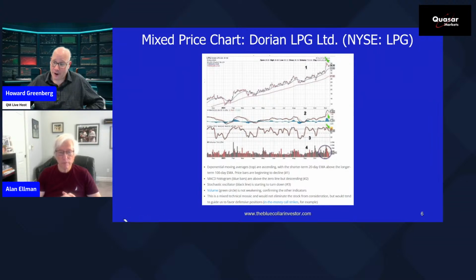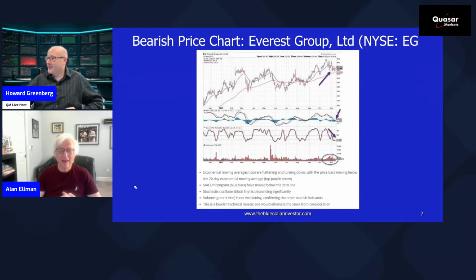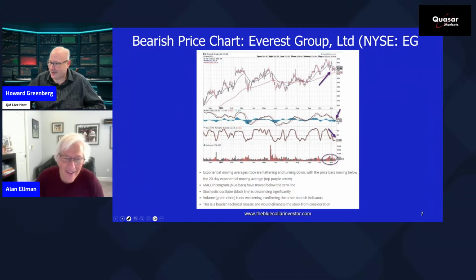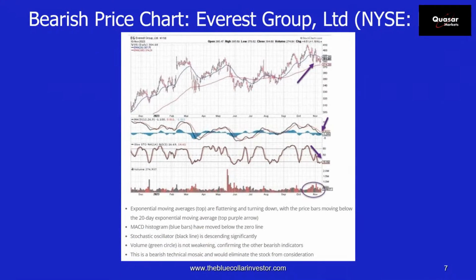Now, I didn't always. So now we're looking at a bearish chart, we think. I'm not ready to commit yet until I hear all the components. Right, so here we have a chart that shows a different underlying. It's Everest Group Limited, listed on the New York Stock Exchange, EG. Now you could see on the top, could you make it bigger here, Howard? Oh yeah, absolutely. Sorry about that.